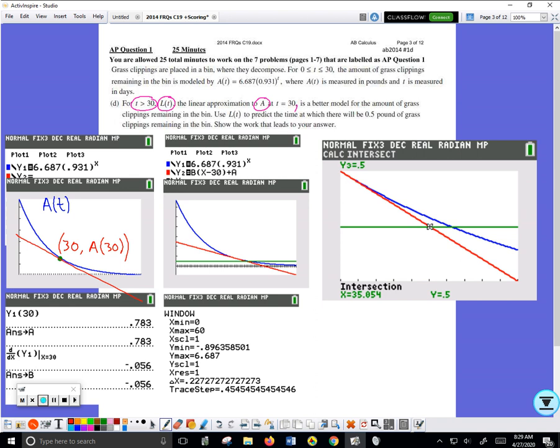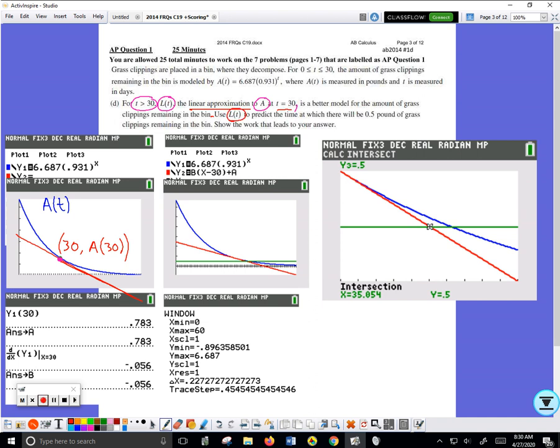So anyway, they say this linear approximation to A at time equal 30 is a better model for the amount of grass clippings remaining in the bin, which means they're saying that after time equal 30, it's better. So here's time equal 30. After time equal 30, it's better to look at the red graph instead of looking at the blue graph. The red graph is a better approximation for the amount of clippings in the bin. That's what this sentence says. Okay, so that wasn't a question, but at least I understand what they're talking about.